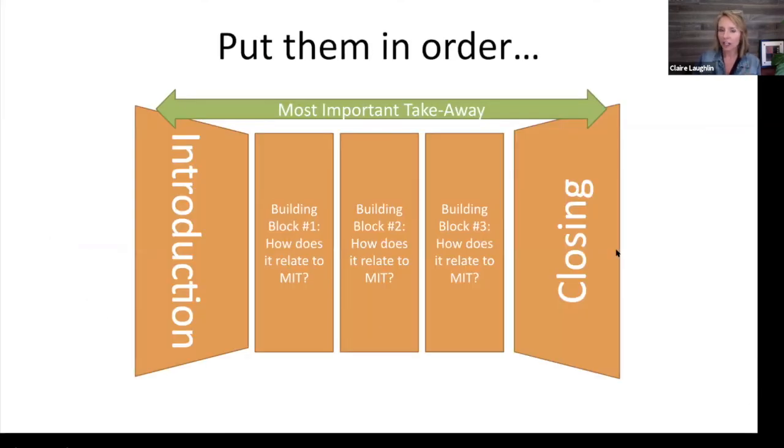Let's talk about putting things in order, okay? And we're going to look at the rhythm of the class a little bit. So your most important takeaway is going to be the overarching idea that's always present in your course. And the way I like to envision this, and different people have different ways their minds are mapped, but I like to think, okay, here's my introduction. I'm coming into the course and into the topic. And then I've got building block 1, 2, and 3, and my closing.